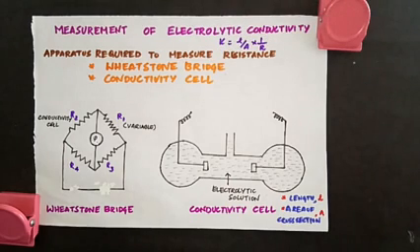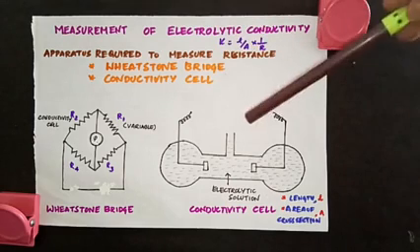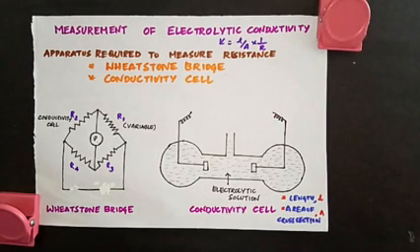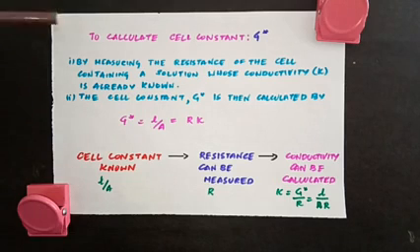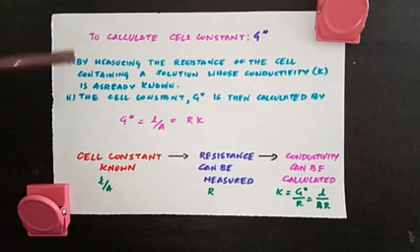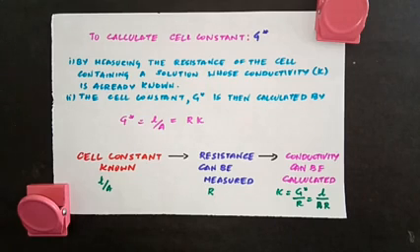So to find out L by A, we are taking a solution whose conductivity is already known. Look here, how to calculate G star, which is the cell constant. The first step is measuring the resistance of the cell containing a solution whose conductivity is already known, which means you are taking a solution whose kappa is already known. For this purpose, we usually take a standard solution of KCl because its specific conductances, that is kappa, at different temperatures and concentrations are available.